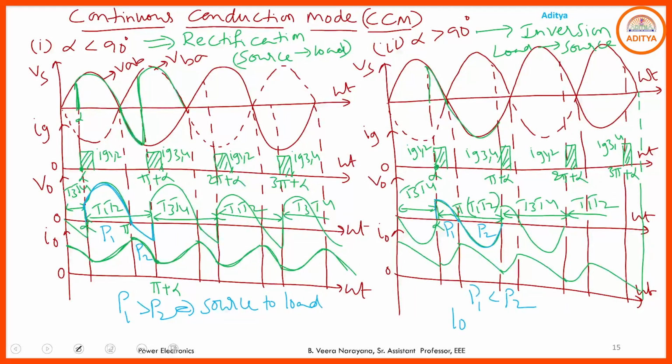That means some power should be transmitted from load to the source. What is the load here? DC load. Source is AC. DC to AC means inverter. Inversion operation should take place.